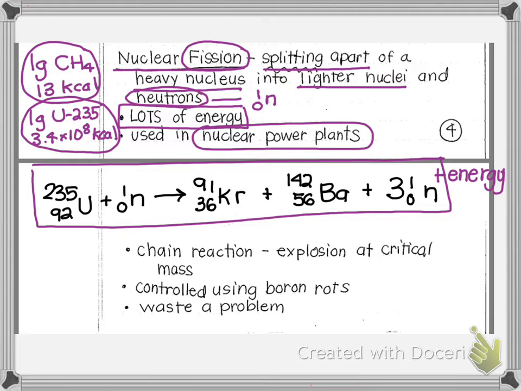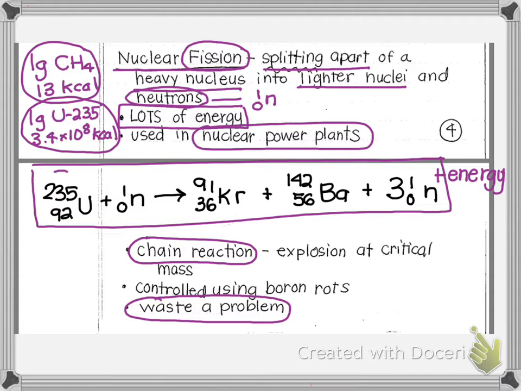Now there are some complications. One of them we're well aware of, and that is that the waste generated from a nuclear reaction is radioactive. In some countries, they are getting very good at recycling this radioactive waste. But it can be a storage problem as you produce radioactive waste that has half-lives that are very, very long. The other problem is that this type of reaction is a chain reaction.